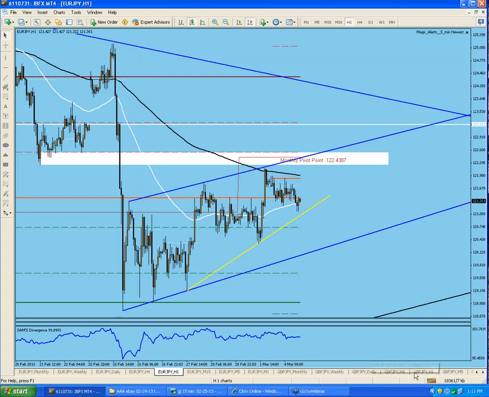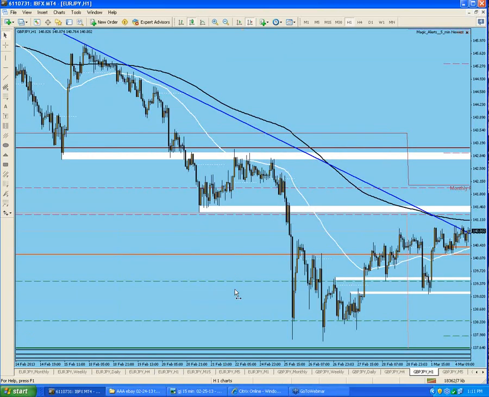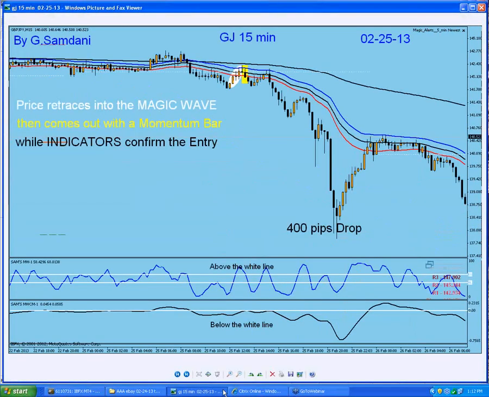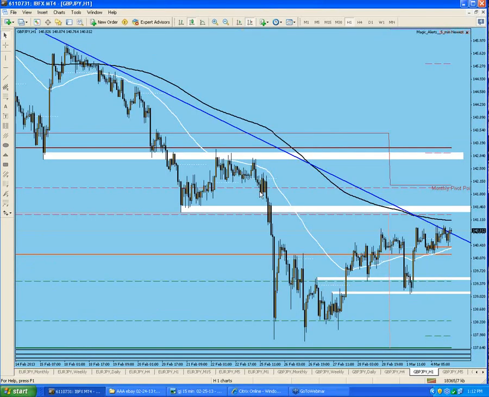Pound yen. Let me see. Pound yen entry came right here. Okay, let me show you. This is a 15 minute entry, February 25th, after 12 o'clock GMT time, right? So let's say this area is 1300 hour. 12 o'clock is this candle. See, 10 o'clock, 11 o'clock, 12 o'clock.